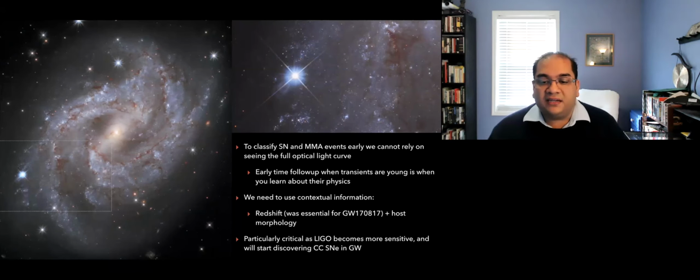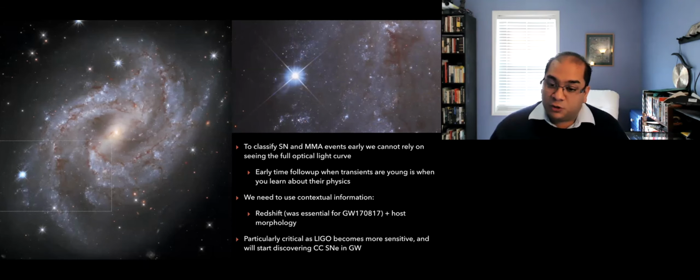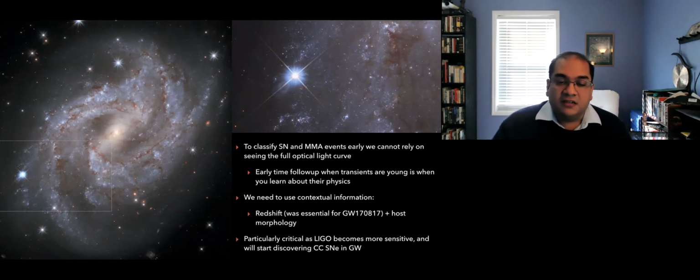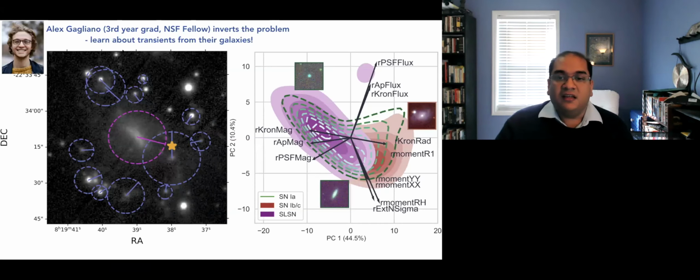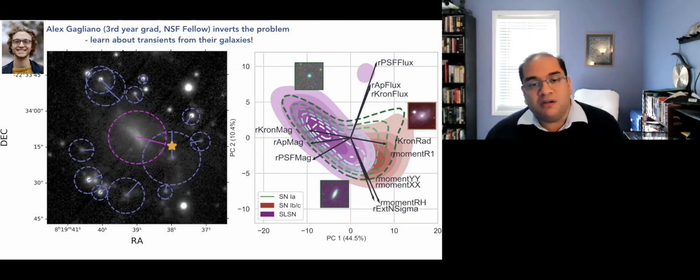And I think this will be particularly critical as LIGO becomes more and more sensitive. We've seen plenty of binary black hole events, but we should expect in the next decade that we'll start to see core-collapse supernovae in gravitational waves as well. And so we want to identify those kinds of events soon. That means if we have to use contextual information from the host galaxy, we need to assemble a training set that includes not just explosive transient light curves, but explosive transients in context, in the host environments.